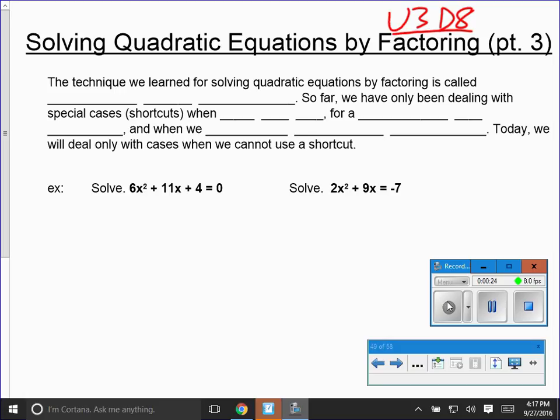So the technique we learned on that first day, the long way when we're not using shortcuts, is called factoring by grouping. I remember the reason it's called that is because we group those terms together and take out factors. What we've been doing the past few days, we've really been looking almost exclusively at cases where we have our shortcuts. So we have a equals 1, we have difference of squares, and when we factor by removing common factors.